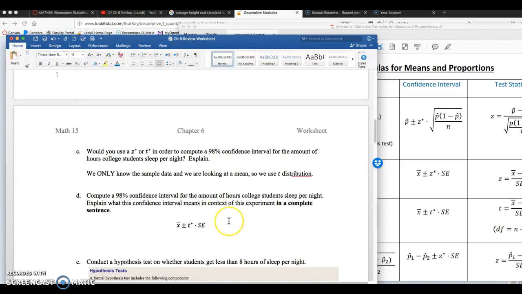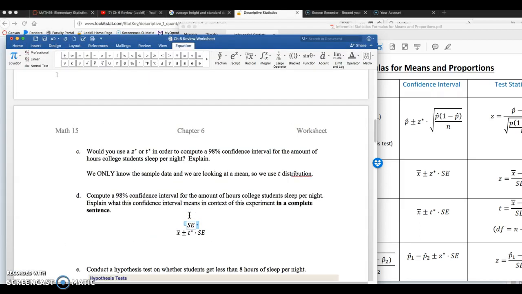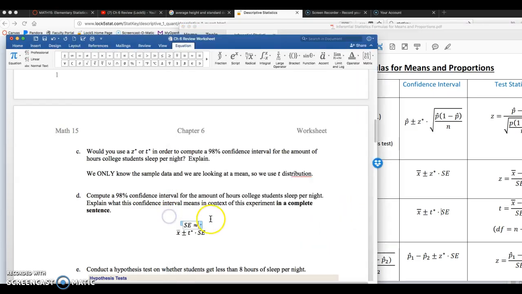So here's the formula, and we know what x bar is. We need to figure out T star and the standard error. Let's go back a little bit. That's the formula we need to use, but before we can use it, we need to figure out the standard error. Standard error is approximately, via the central limit theorem, the sample standard deviation divided by the square root of n.